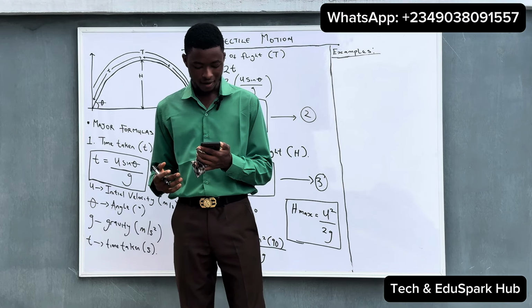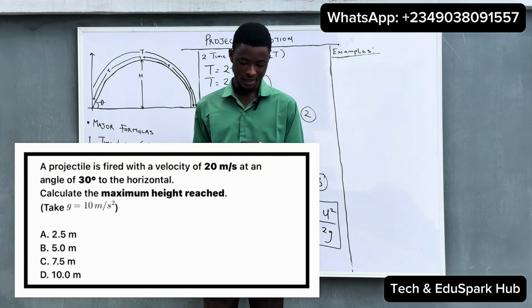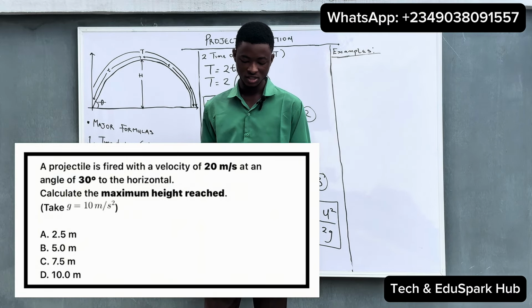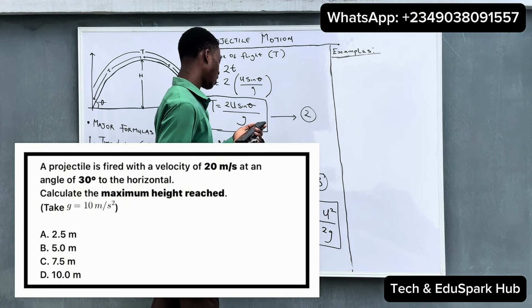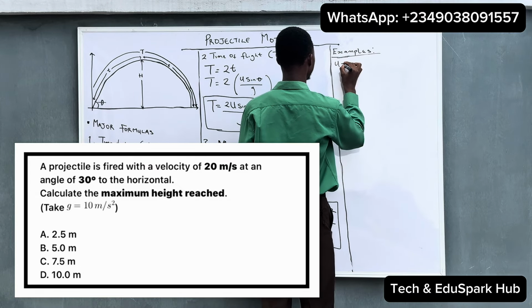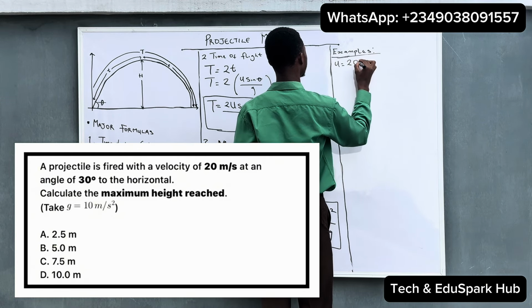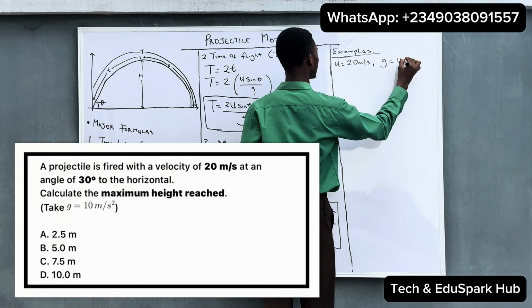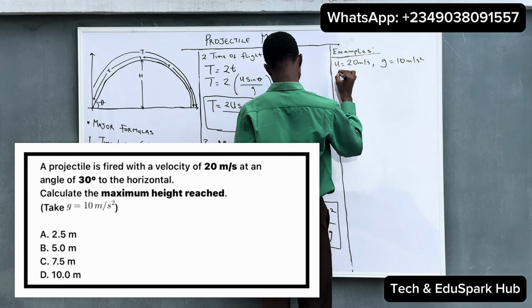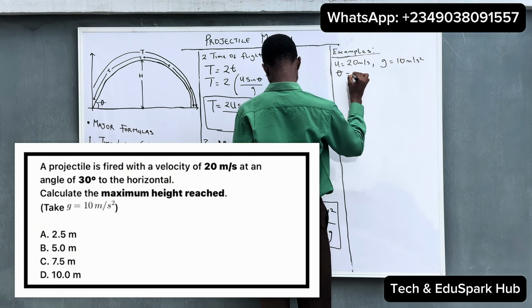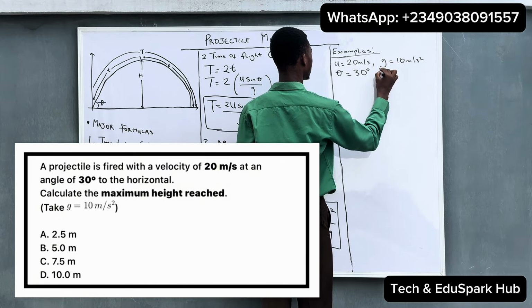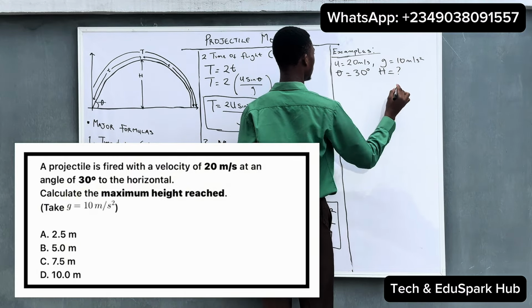The second question we have, as displayed on the screen, says that a projectile is fired with a velocity of 20 meters per second at an angle of 30 degrees to the horizontal. Calculate the maximum height reached. So to this kind of question, we are given our u to be equal to 20 meters per second. Also, we are given our g to be equal to 10 meters per second squared. And we're also given our angle, which is theta, to be equal to 30 degrees. And the question is asking us to calculate the maximum height, which is the big H, to be unknown.